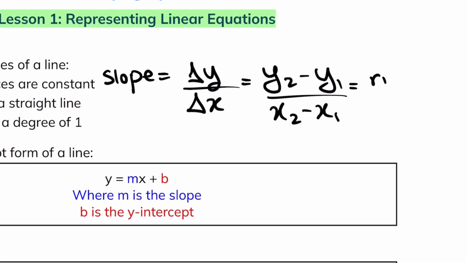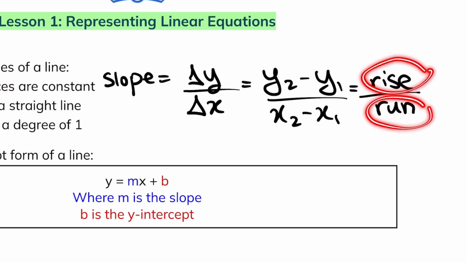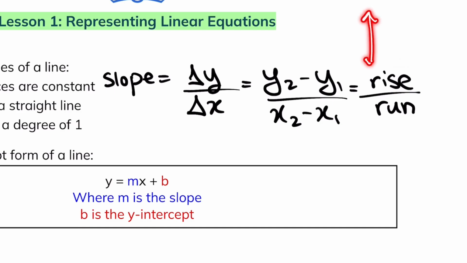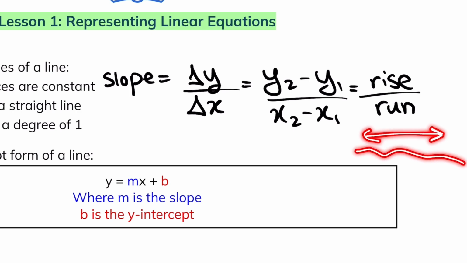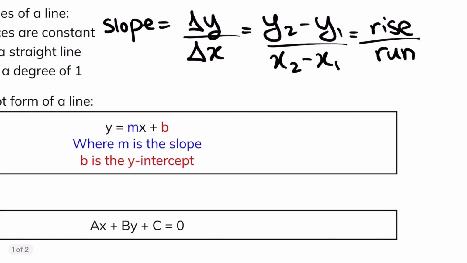And then the last one, which is probably the first way you were sort of introduced to it, is rise over run. So your rise is your change in y values in the vertical direction, and your run is the change in your x values, your horizontal direction. So that's the slope.